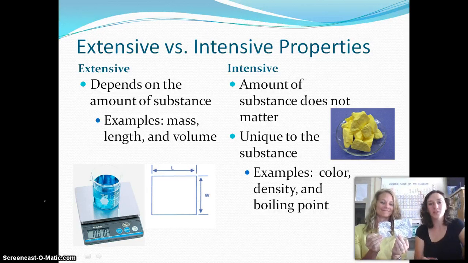Extensive properties just depend on the mass. So notice we're dealing with the same things, but they have different shapes to them. Okay, intensive properties. The amount of substance does not matter. So it is unique to the substance.